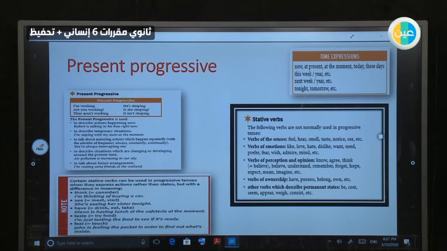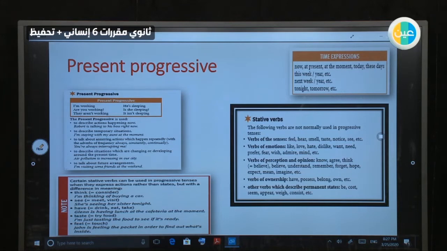Also see. Sometimes see doesn't mean I will use my eye to do something. No, it means meet or visit. Here you can add ing. She is seeing her sister tonight. Have. Sometimes have with a drink or food means you will eat or you will drink. Like she is having lunch. It means she is eating. So having here can come with ing and can be progressive. Or she is having a cup of tea. It means she is drinking tea.